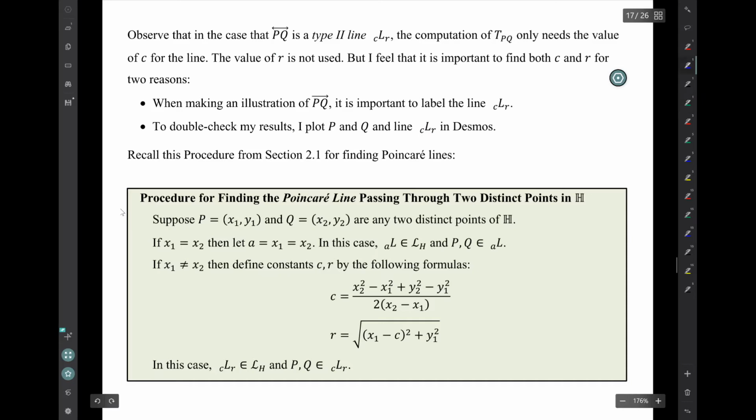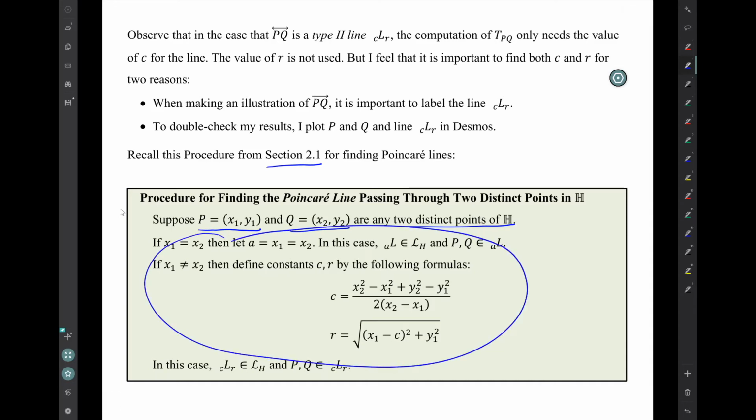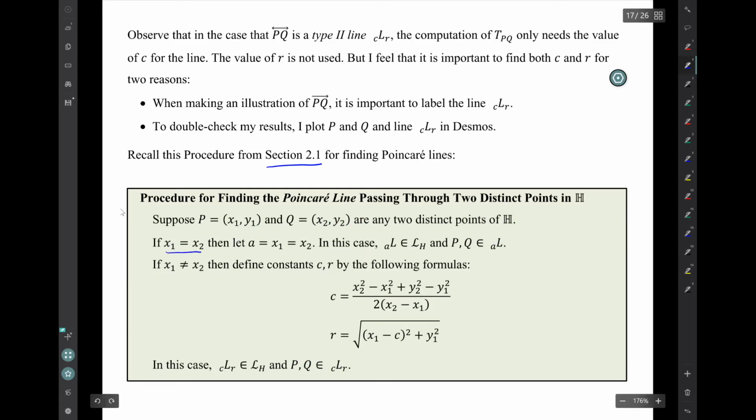type the expression that describes that line into Desmos. Now recall from earlier in the semester, from section 2.1, the procedure for finding Poincaré lines. So given a point P with those coordinates and point Q with those coordinates, any two distinct points of the Poincaré plane, here's the procedure for finding the Poincaré line. First of all, if the two points have the same x-coordinate, then the line that they both lie on is a type 1 line with that description, where a is that number that's the common x-coordinate.